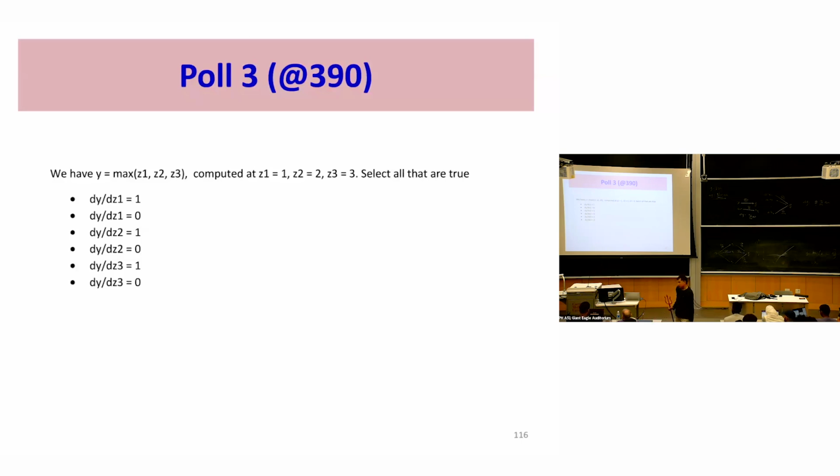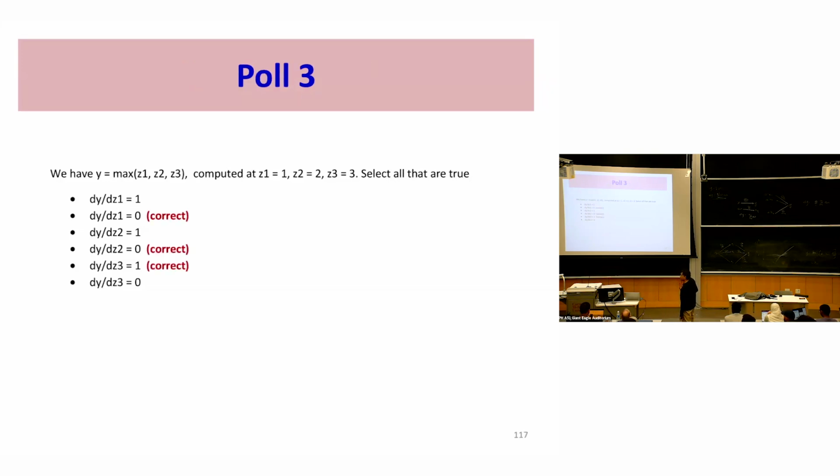Okay, that was easy. I think most of you are done. So can you give me the answer to this one? Anybody? So Maria, is the first statement true? What about the second one? What about the third? Fourth? Fifth? Sixth? Because z3 is the largest value, right? So the derivative with respect to z1 and z2 is going to be 0, and the derivative with respect to z3 is going to be 1.